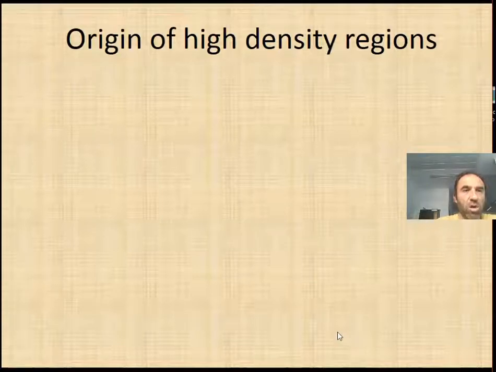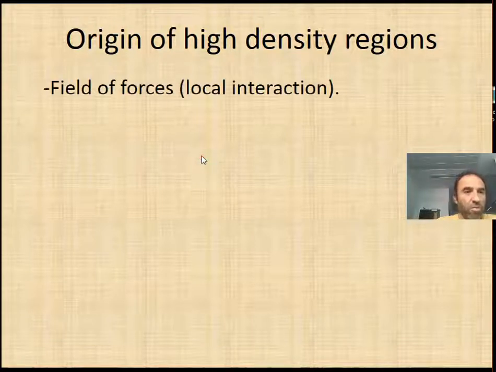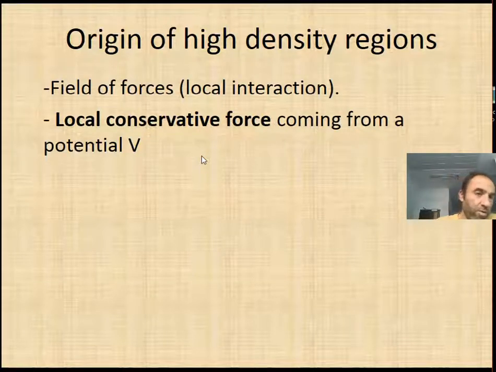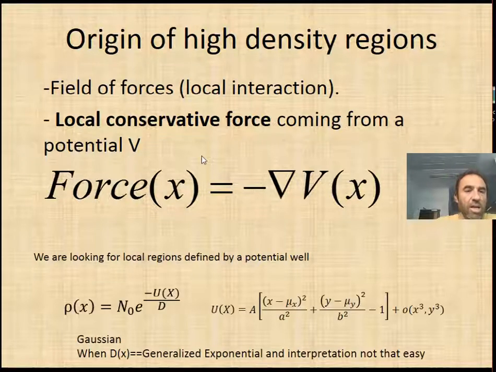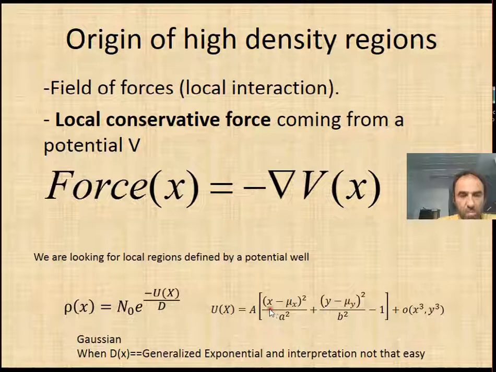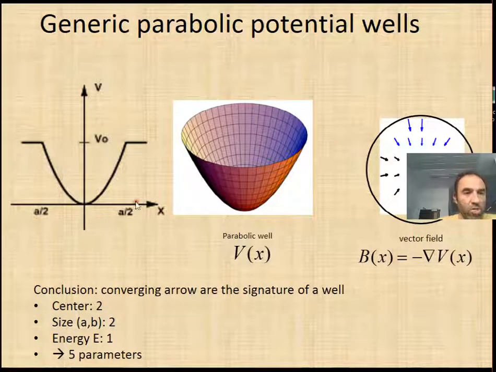So now let's discuss the origin of these high density regions. They usually come from a field of force, which could be conservative. In that case, the force is minus the gradient of a potential, and when this is the case, the density is associated with this potential, which is to first order approximated as a truncated parabola. This truncated parabola, represented in dimension 1, can be seen here in dimension 2, or using the gradient, characterized by these converging arrows.